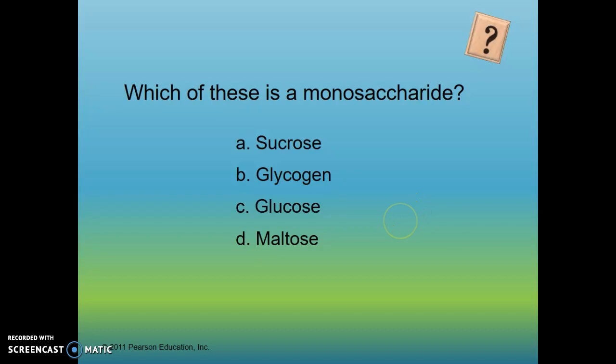Which of these is a monosaccharide? I hope you recognize glucose. Sucrose is a disaccharide, it's table sugar. Glycogen is a polysaccharide, it's made in the liver. And maltose is a disaccharide. When we start breaking down starch in our mouth, it forms maltose.